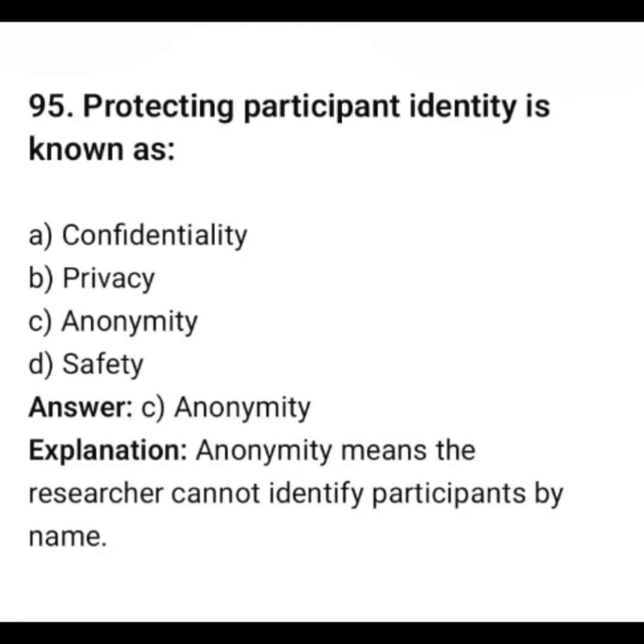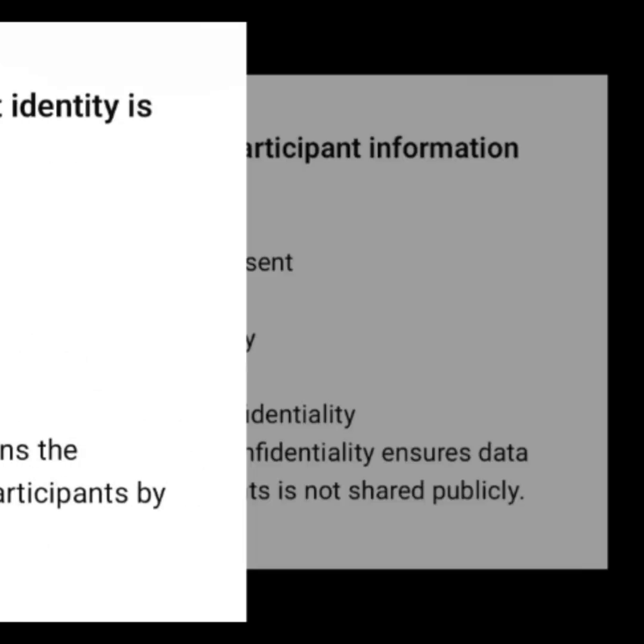Protecting participant identity is known as: confidentiality, privacy, anonymity, safety. The correct answer is option C, anonymity. Anonymity means the researcher cannot identify the participant by name.